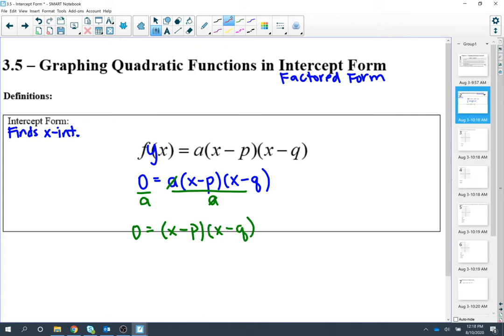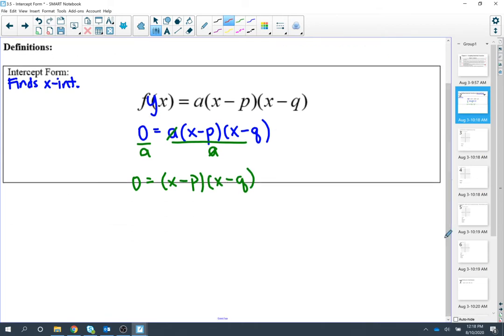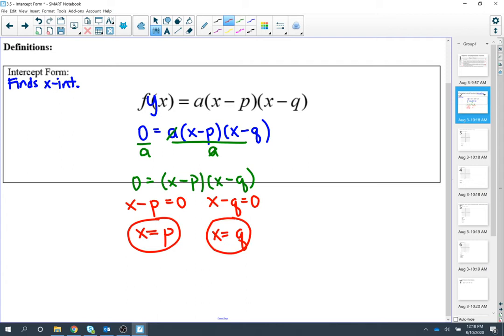Then I can use my zero product property and say x minus p equals 0, x minus q equals 0. Add your p, so x equals p. Add your q, so x equals q. And right here, these are your x-intercepts of your graph. Your x-intercepts are your p-value and your q-value.